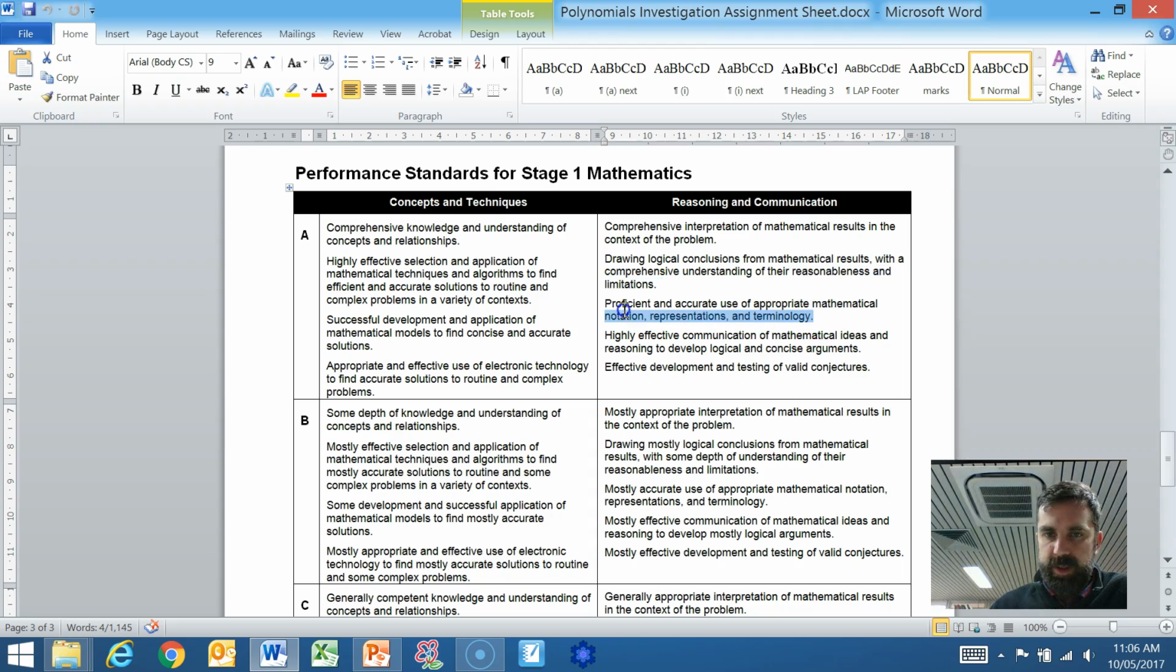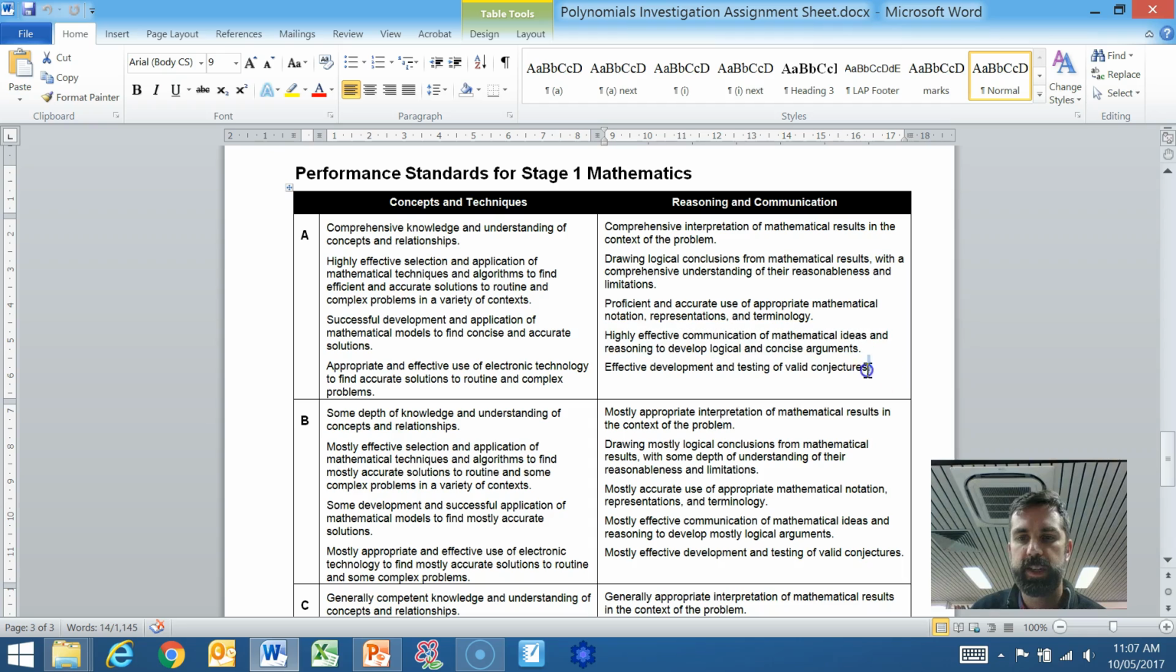You need to use accurate mathematical notation, representations, terminology. So you need to write things in a way that mathematicians would. You need to communicate your mathematical ideas and reasoning to develop logical and concise arguments. So this is about how you've written your assignment and how you use logic to build up your arguments.